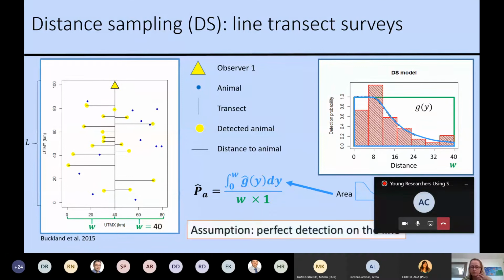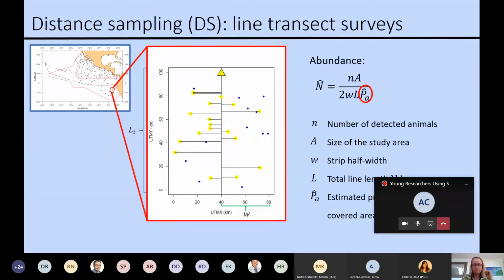So what is really important here, the take-home message from this slide, is that this method heavily relies on the assumption that the observer detected everything that is on or near the line. This is highly important. You can see from the left plot that the observer was allowed to miss animals that are further removed from the line, but it's absolutely essential that the observer doesn't miss anything near the line or directly on it. So these are the methods to estimate your average detection probability within the covered area.